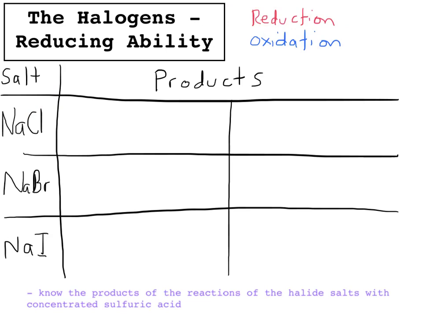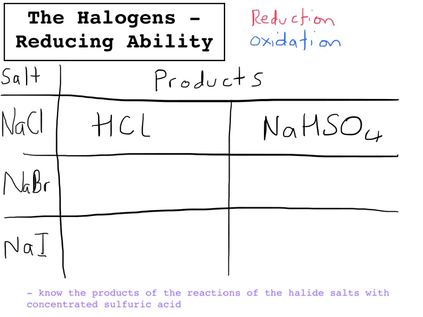The first reaction between sodium chloride and concentrated sulfuric acid didn't have a redox reaction, and what you made there was hydrogen chloride gas, and you made sodium hydrogen sulfate.